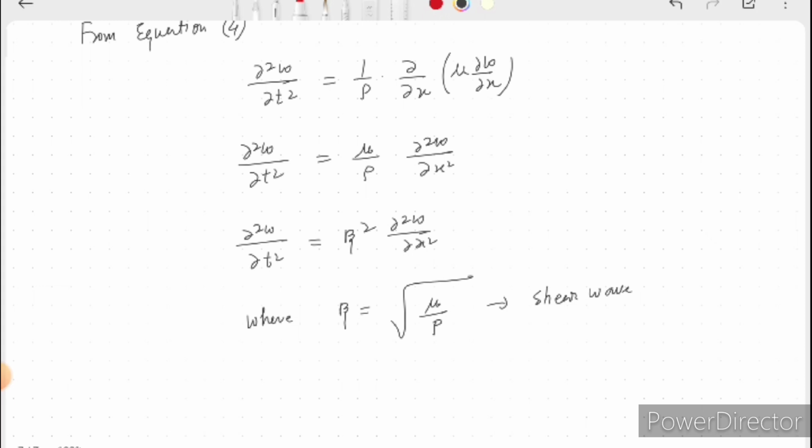Now use this expression and try to calculate the S wave velocity. Here mu is equals to shear modulus. It is actually called rigidity or shear modulus.